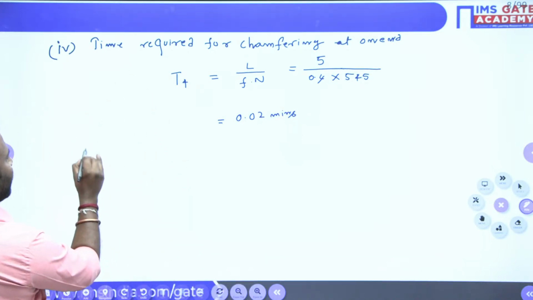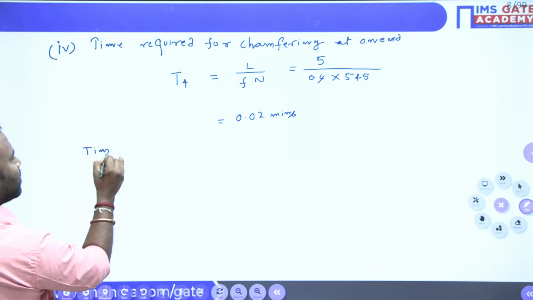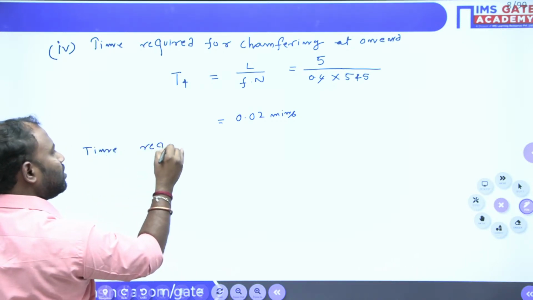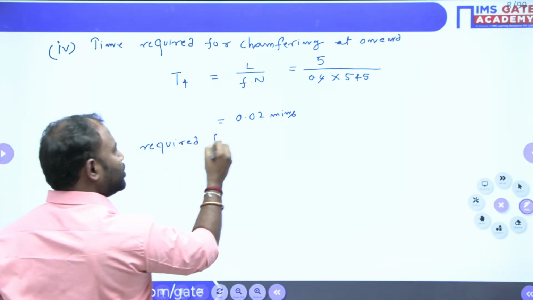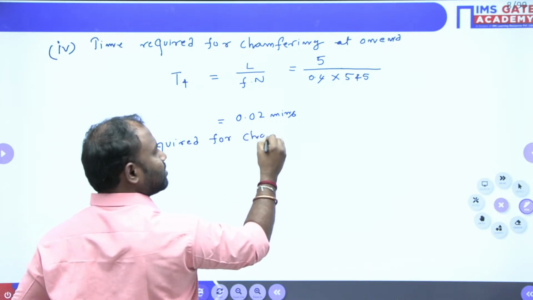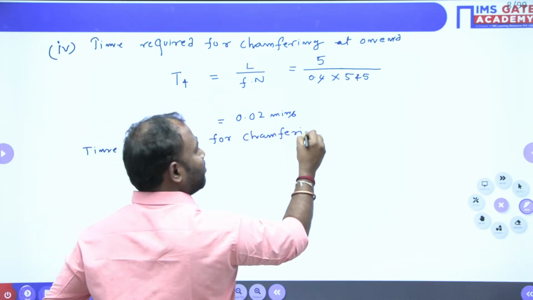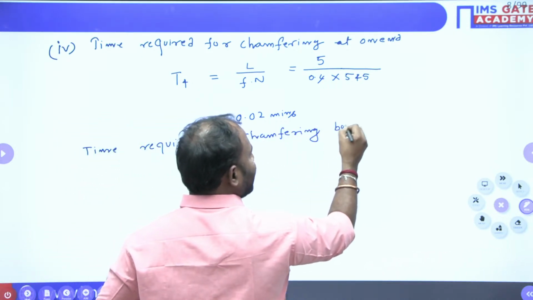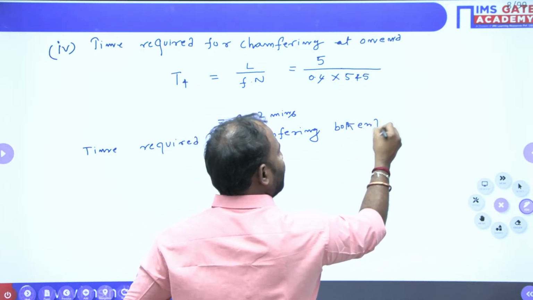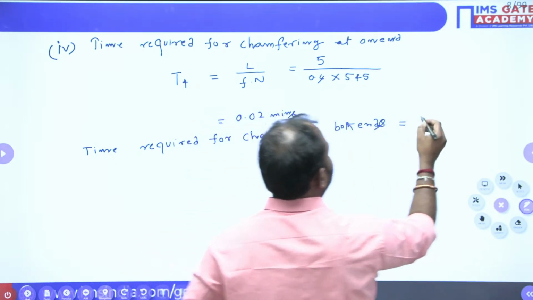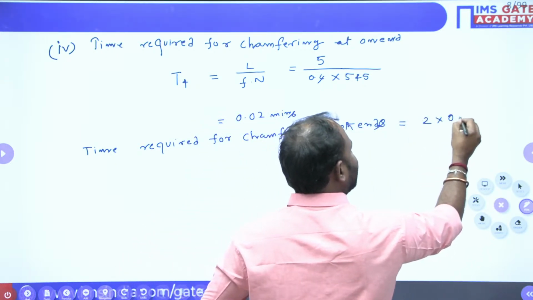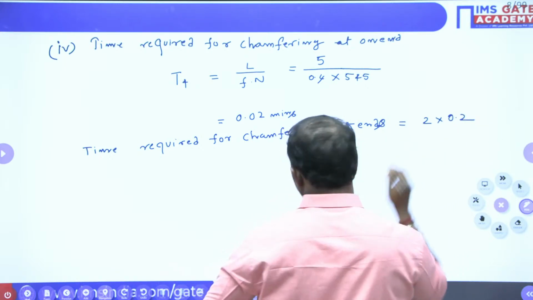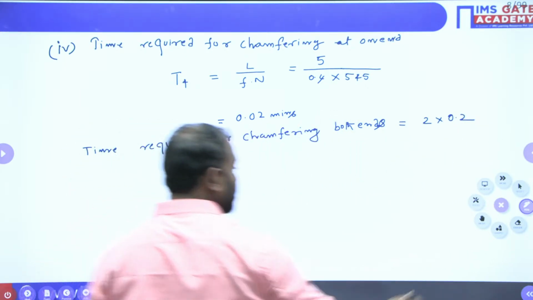But time required for chamfering both ends. Now in that case what happened? So here chamfering at one end multiplied by 2, 0.02, I'm sorry, 0.02.